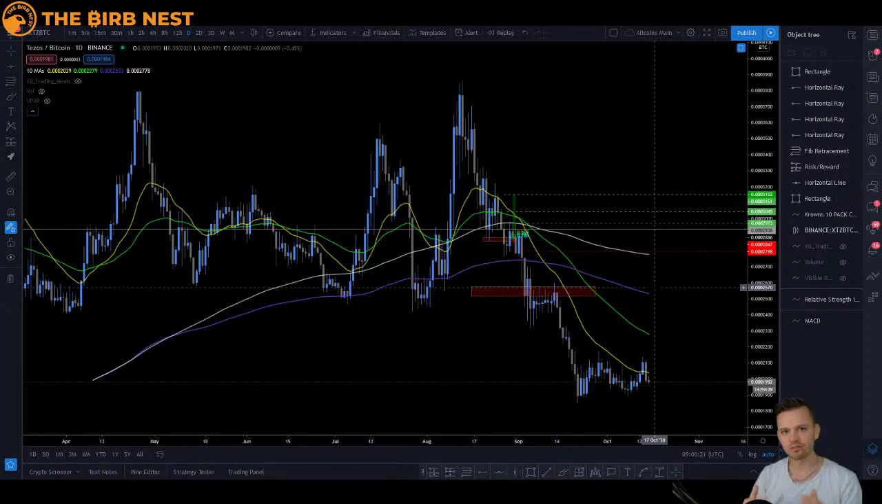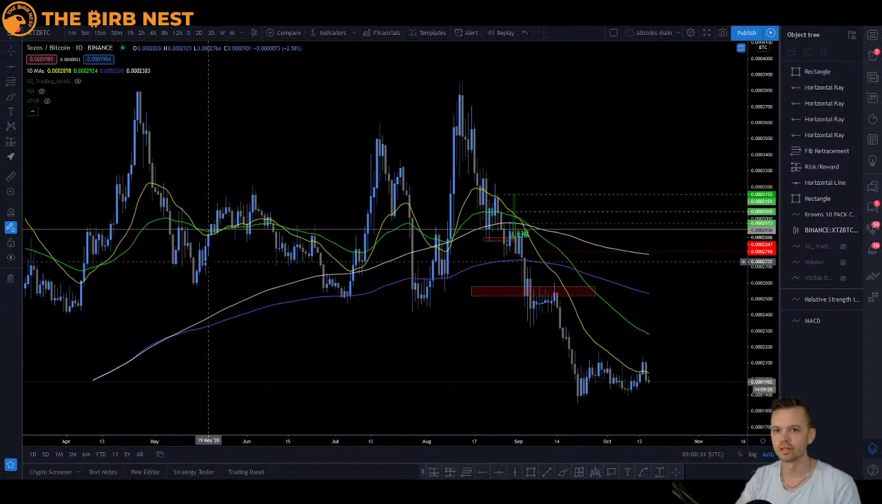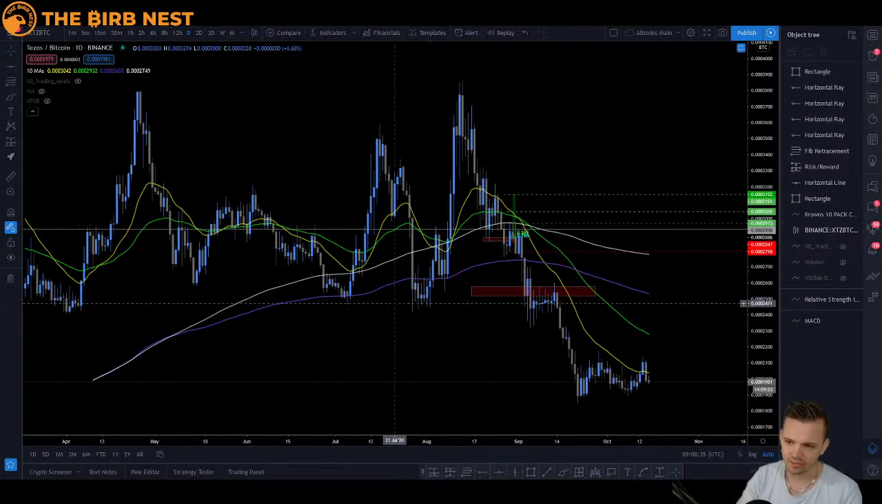On the bigger time frames, looking at the daily and the weekly, especially for me, I look at the 200 simple as a very good high time frame indicator of the average trend. So yeah, that's the difference really.